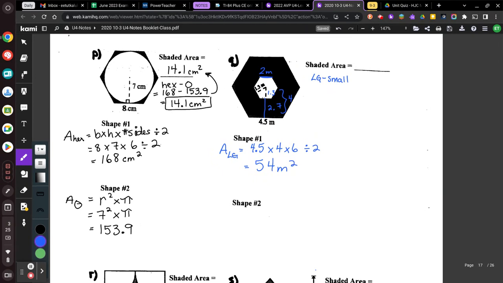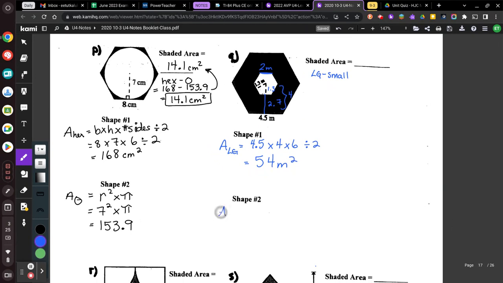Then we've got shape 2, which is a smaller hexagon, area of the small. So our base is 2 meters times the height, which is the 1.3, times 6 sides, divide 2. And so the area of the small is going to give us 7.8 meters squared. So now we've got the large, subtract the small to give us our total shaded area. And that's going to give us 46.2 meters squared.